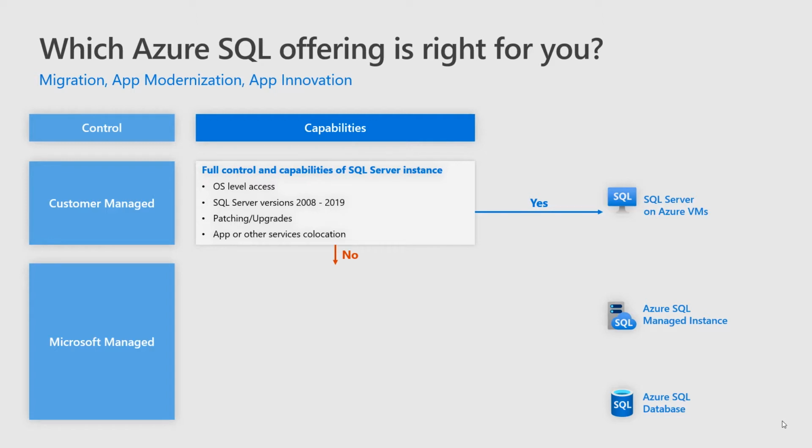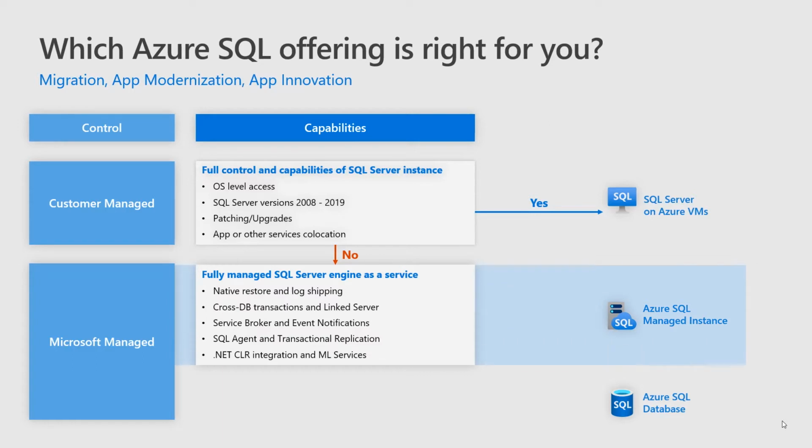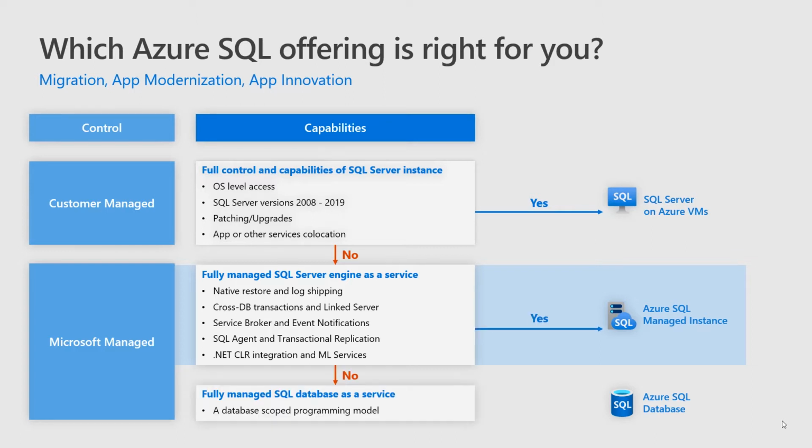Now, if you don't have any of these specific requirements, you can continue to this simplified decision tree, and PaaS, service managed, starts being assumed. Now, if you need any of the instance scoped features listed, your workload is a good candidate for SQL Managed Instance. Otherwise, you can enjoy the benefits of SQL Database as the most flexible offer.